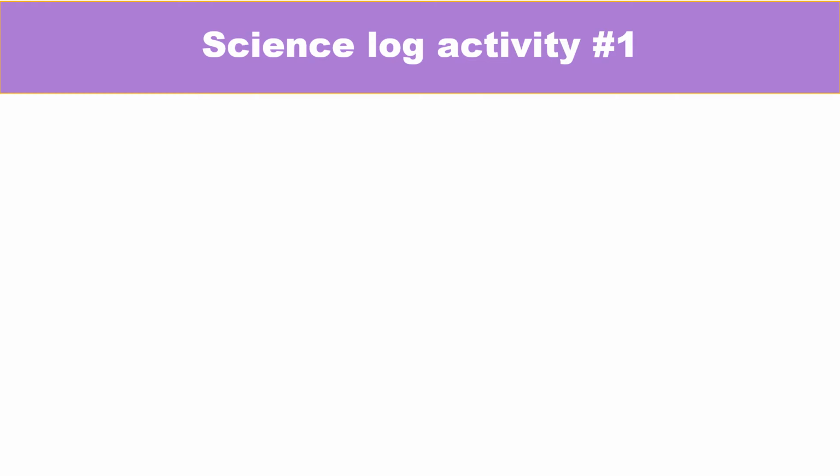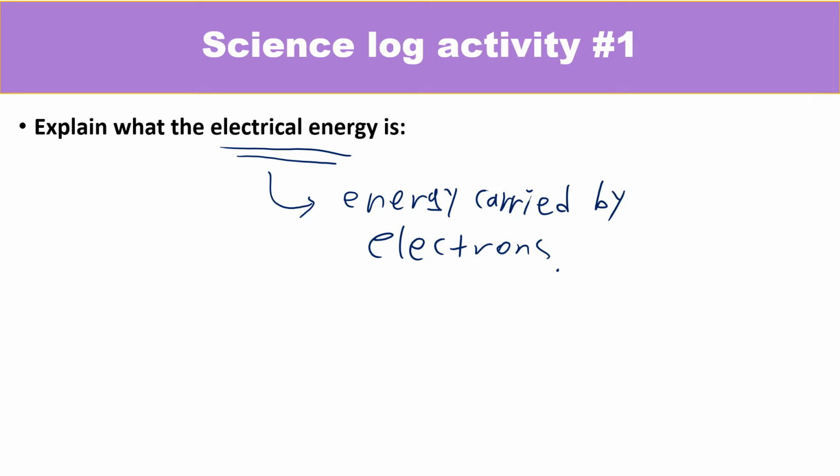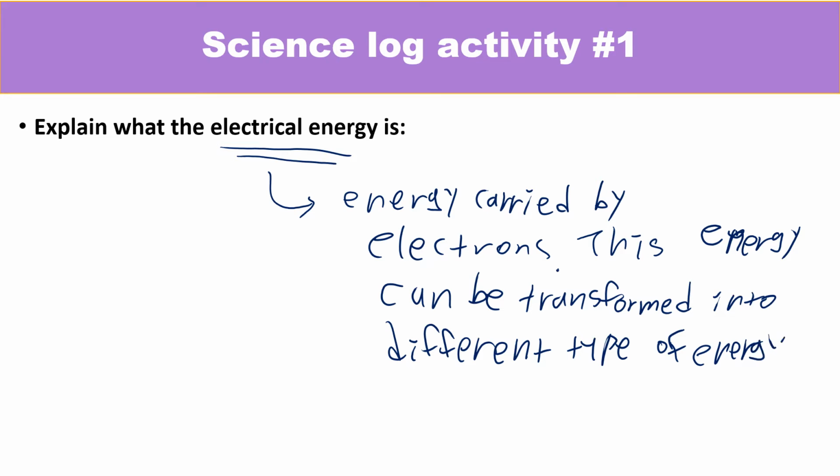Science log activity number 1 was asking, can you explain what electrical energy is? Even though different forms of answer can come out here, I think when it comes to grade 9 level, electric energy can be explained by energy carried by electrons. And I want to say this energy can be transformed into different types of energy. That's what I want to put.